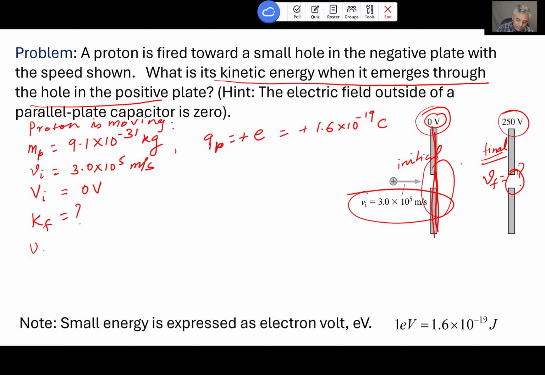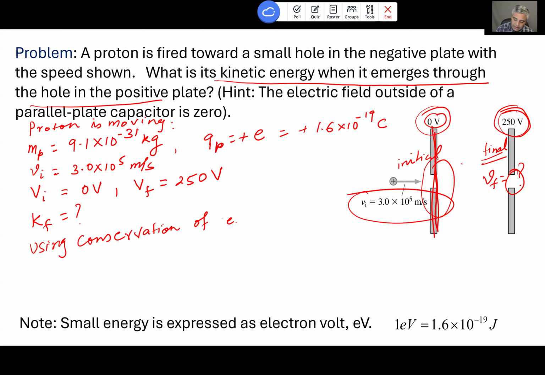So using conservation of energy, we know one more thing here. V_f, I forgot to write. The final potential is 250 volt. That's where it is reaching. Uppercase V for the notation, and also the same for the unit.